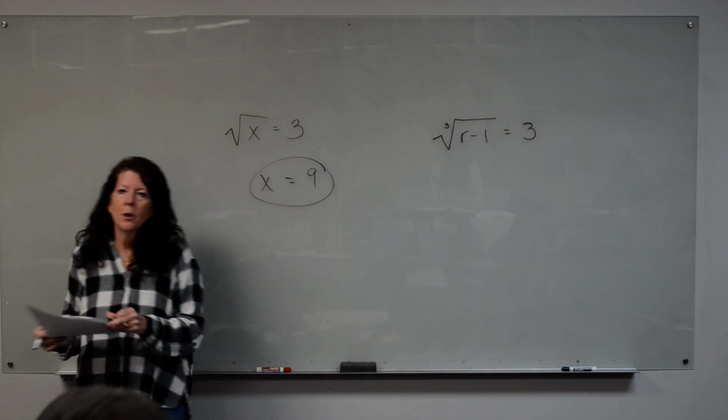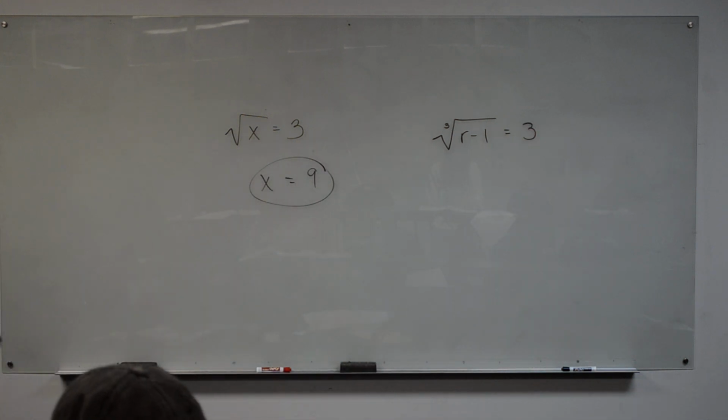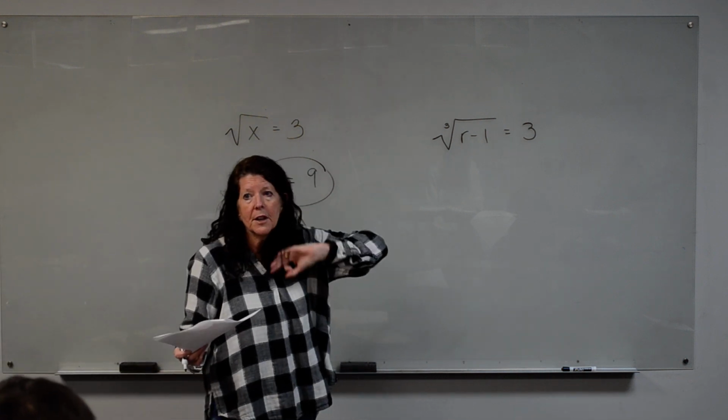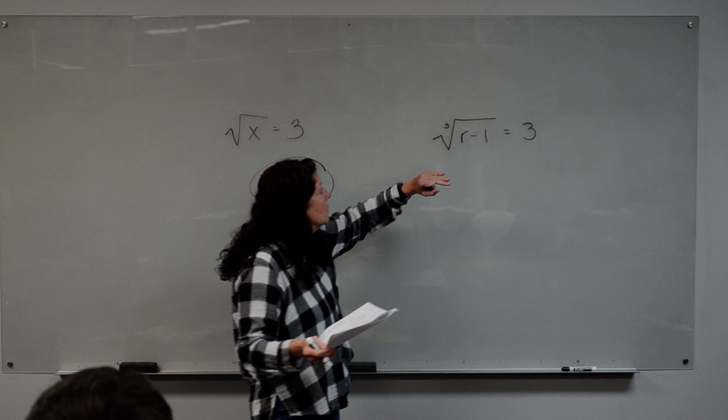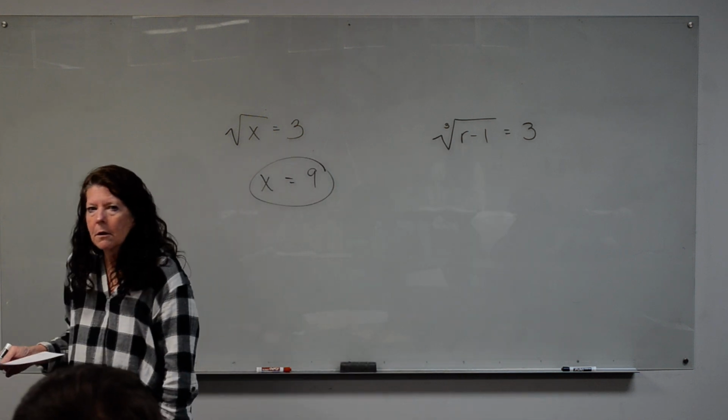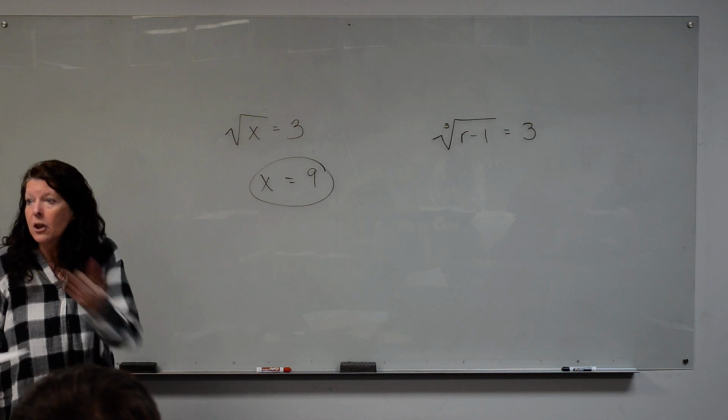That's the cube root of r minus 1. Now these can be done with exponents too. If you want to convert them to the exponents and do it that way, you're welcome to. What is the opposite of taking the cube root of something? How do I cube it?